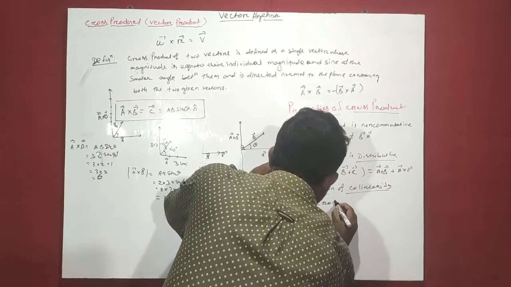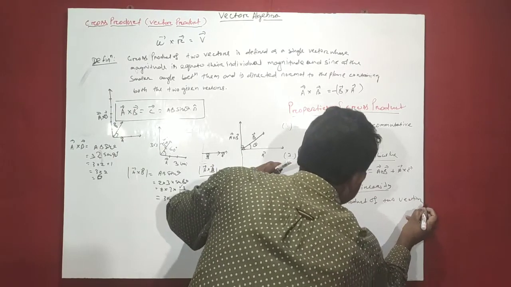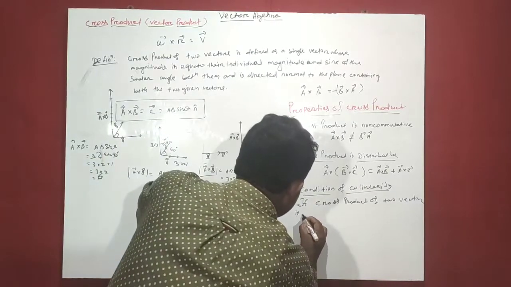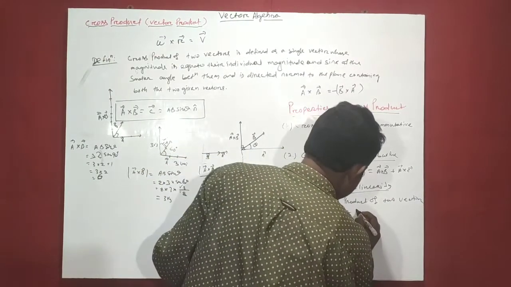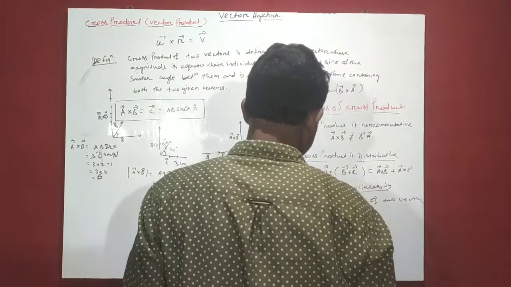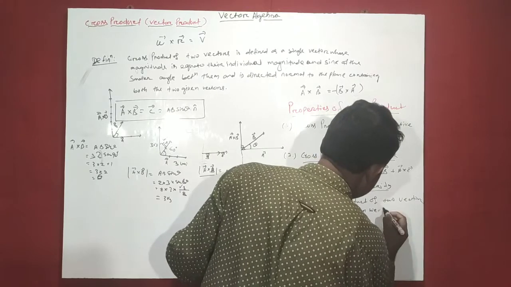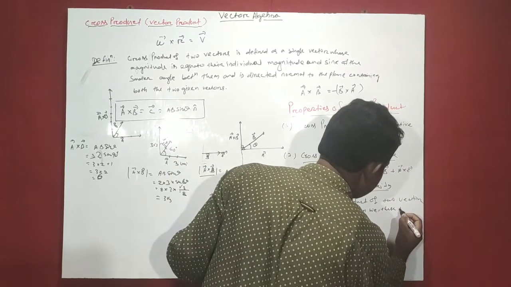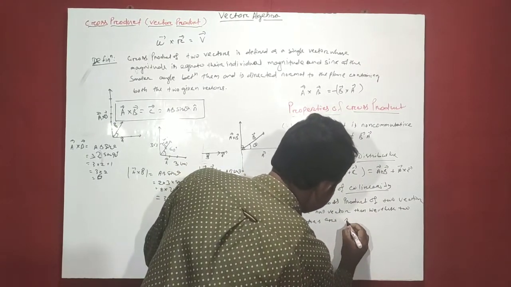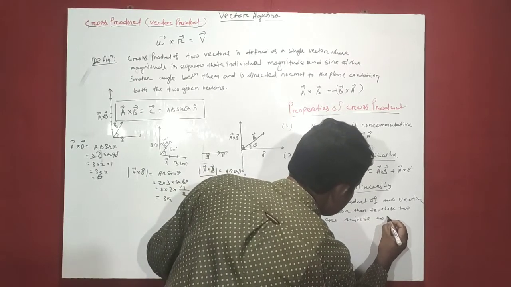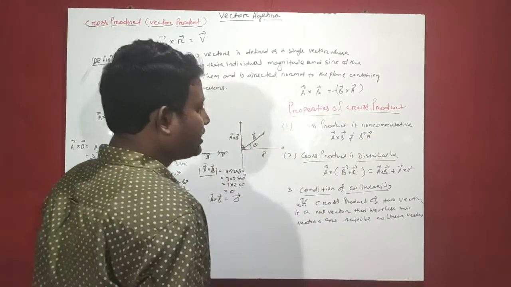If the cross product of two vectors is a null vector, then these two vectors are said to be collinear vectors.